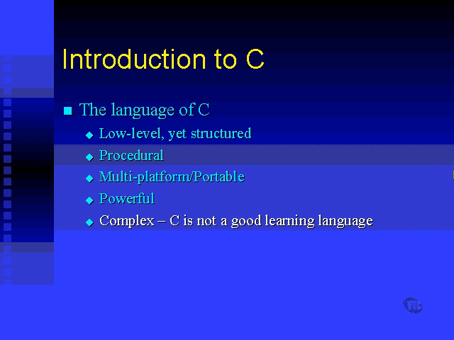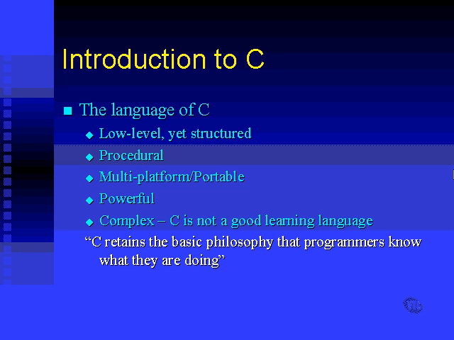For this reason, because C is powerful, dangerous and complex, it's often difficult to learn C as your very first programming language. There are other languages such as Pascal and BASIC that are quite forgiving with programmers that don't really know what they're doing. C is not forgiving at all. C assumes that you know what you're doing. In fact, that leads us to our next point. C retains the basic philosophy that programmers know what they are doing.